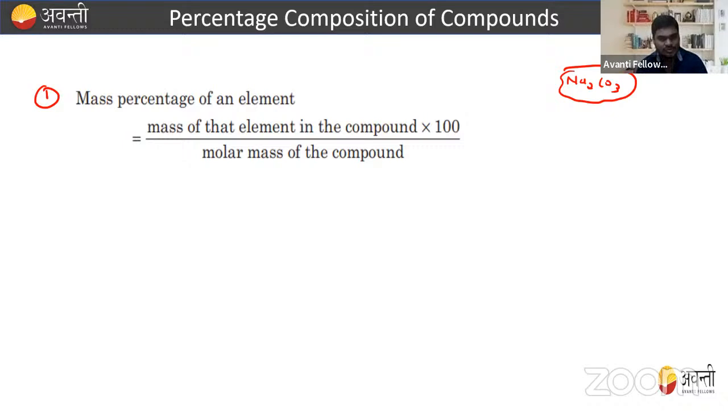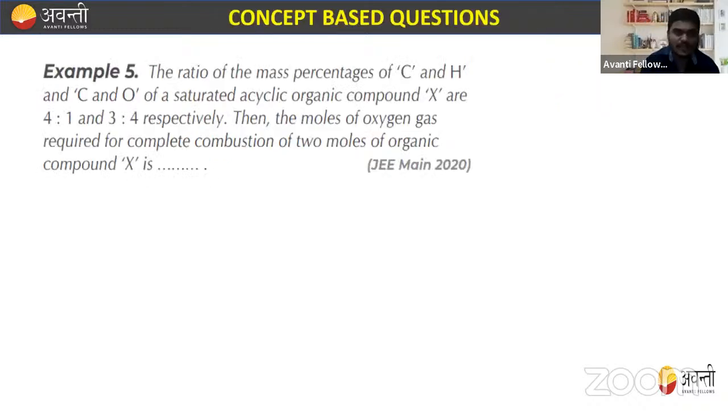I hope this is clear to you. How will you calculate this? Mass of that element in the compound into 100, divided by the molar mass of that compound. So let's see with an example.